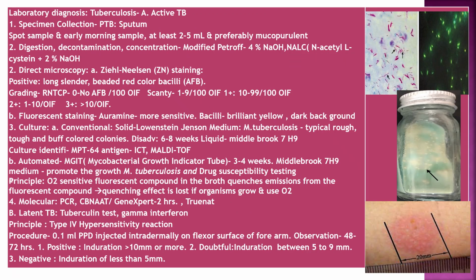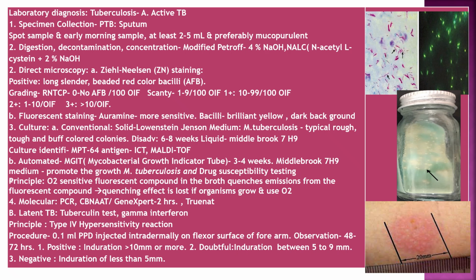Lab diagnosis of tuberculosis. There are two types, active tuberculosis and latent tuberculosis. First we will see active tuberculosis. Specimen collection: in pulmonary tuberculosis, sputum; in extrapulmonary tuberculosis, according to the infection, like tuberculous meningitis, CSF, renal tuberculosis, urine, etc. Spot sample and early morning sample, at least 2 to 5 ml and preferably mucopurulent. Digestion, decontamination, and concentration by modified Petroff technique, that is 4% NaOH, or NALC (N-acetyl L-cysteine) plus 2% NaOH.